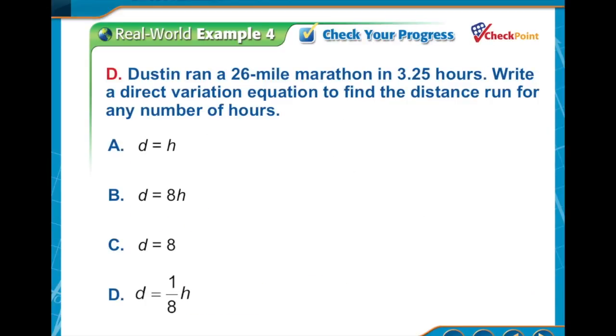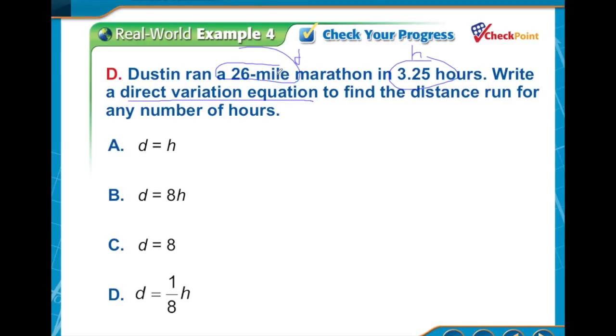So we have some words to jot down, just a couple sentences. So please have that down and get started as we circle what's important. So Dustin is running a 26-mile marathon. Okay, that's how long marathons are. And the time it takes him to run is given here. So we'll call this variable h. And the distance will be here. You say write an equation. Okay, that's our goal. We want to find the distance run for any number of hours.